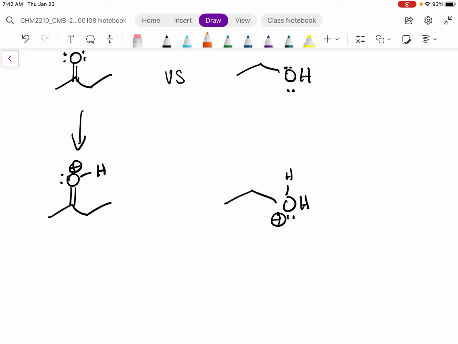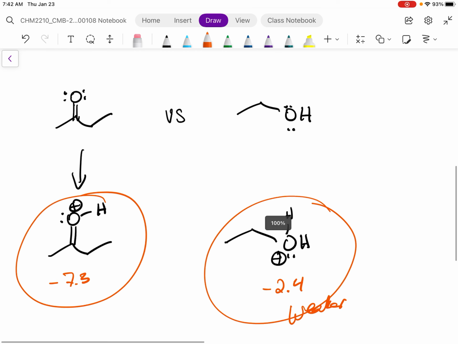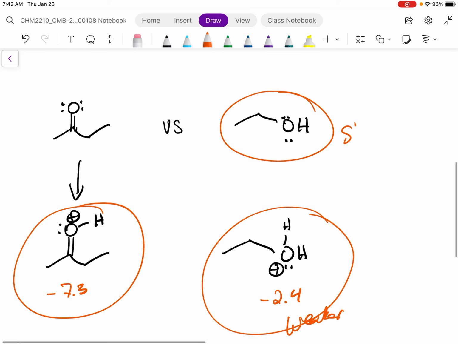So I would have to give you these values, and that's a negative 7.3, and that's a negative 2.4, like that. So which is the stronger acid? That's the stronger acid. That's the weaker acid. So if that's the weaker acid, we can say that would have to be the stronger base.